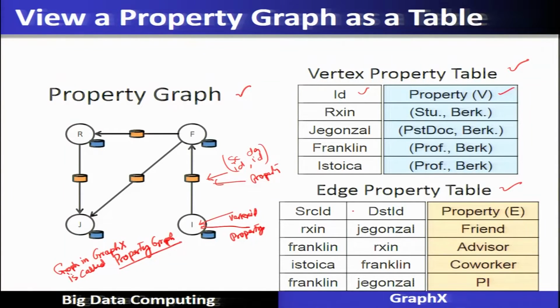We can see here, for example, vertex ID I and vertex ID F. Vertex ID I will have this particular property that it is a professor and it is from Berkeley. Similarly, the vertex F, the name is Franklin, or the ID is F. It is also a professor, and it is also working in Berkeley. Now, if you see this particular edge between I and F, the edge between I and F is represented over here, and it represents a property which is called coworker.